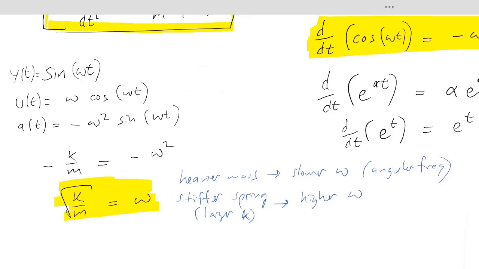All right, so until next time, the next one will be about the string pendulum moving back and forth.